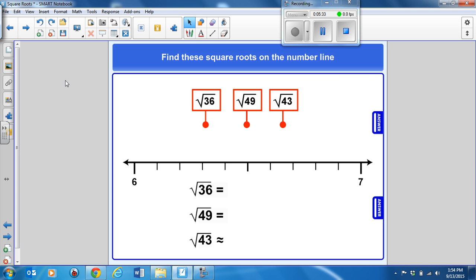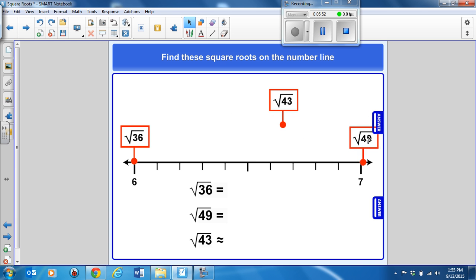All right, now another thing we can do with square roots is we can place them on a number line. So we would have to solve them first. So the square root of 36 is 6. Okay, the square root of 49 is 7. Now if you were given the square root of 43, we know that's not a perfect square, but we know it's got to be somewhere in the middle of 36 and 49.